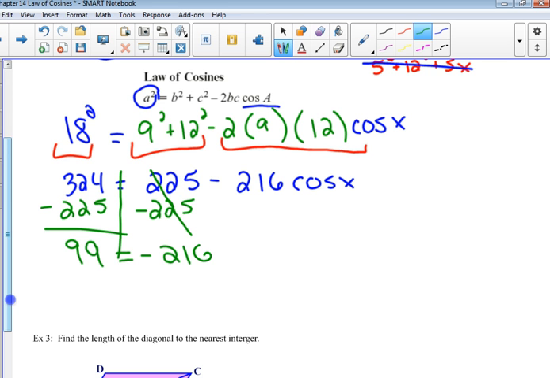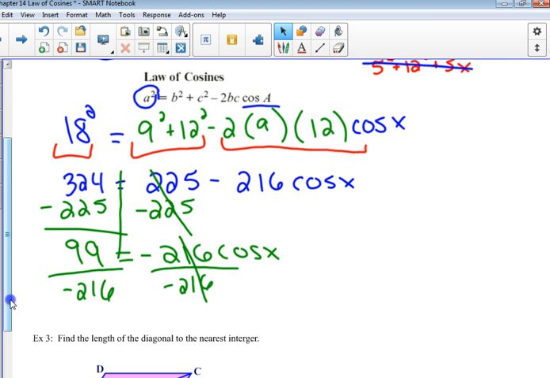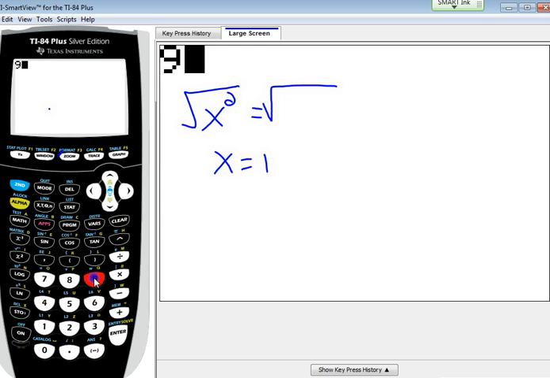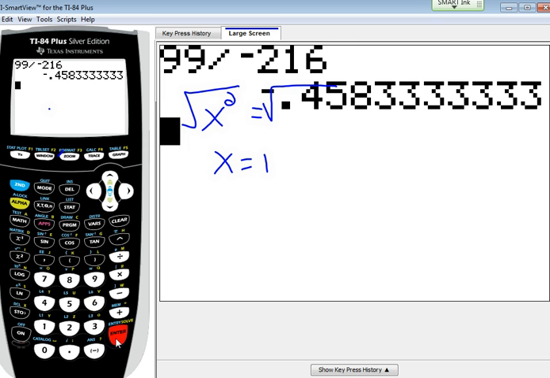Here's another place I see common mistakes. How do we separate these? Divide, nice work. And make sure we're not adding, we're separating these that are multiplied. Okay, so this is where we definitely need a calculator. 99 divided by negative 2, comes out to negative 4.458. Okay, this equals cosine x.